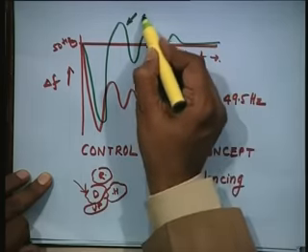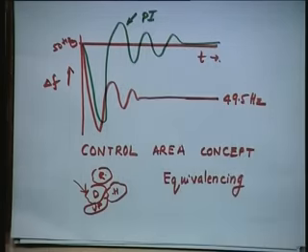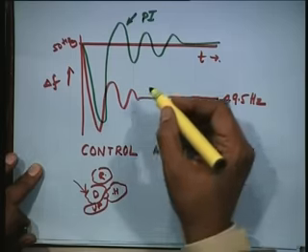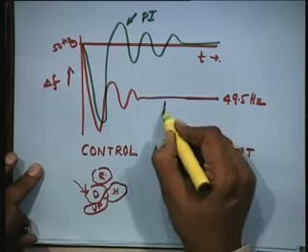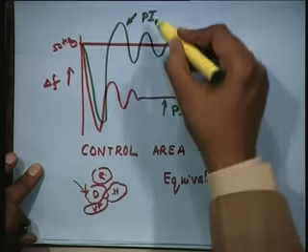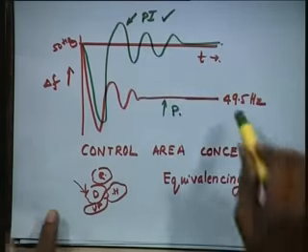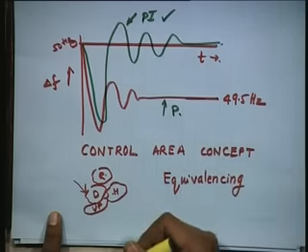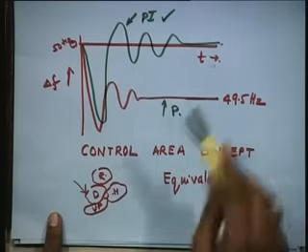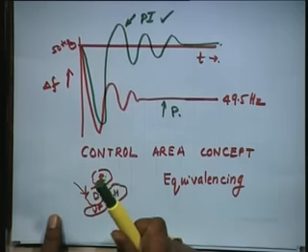This is PI control, and this is without integral control, it is only P. I want this steady state error to be 0. In this case it is 0.5 hertz. So this 0 is only possible if you use a PI controller.